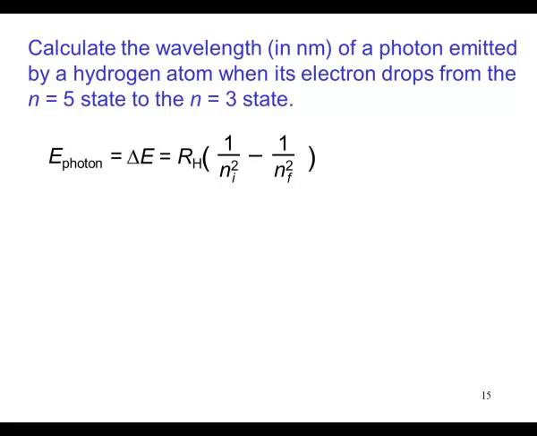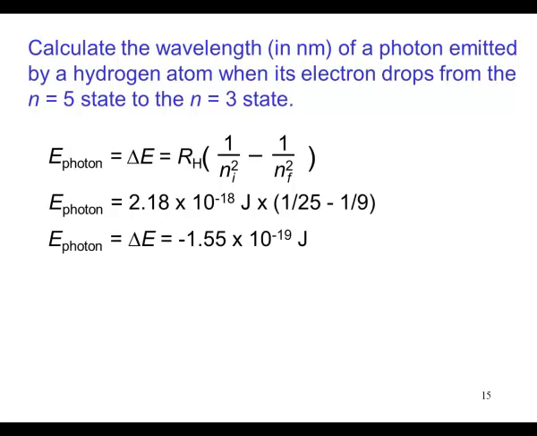Again, the energy of the photon, delta E, equals RH times 1 over n initial squared minus 1 over n final squared. Substituting in 2.18 times 10 to the minus 18 joules times 1 over 25 minus 1 over 9. The energy of the photon, delta E, equals a negative 1.55 times 10 to the minus 19th joules.